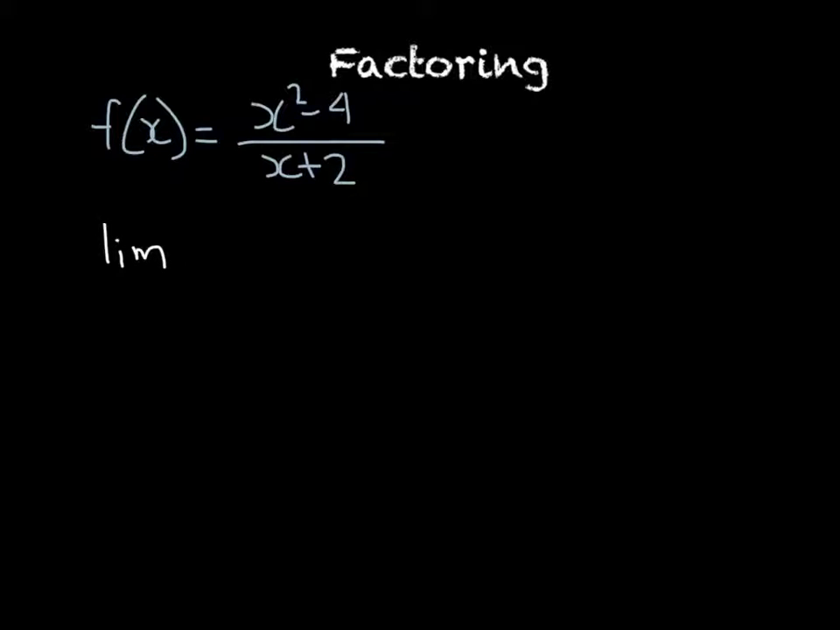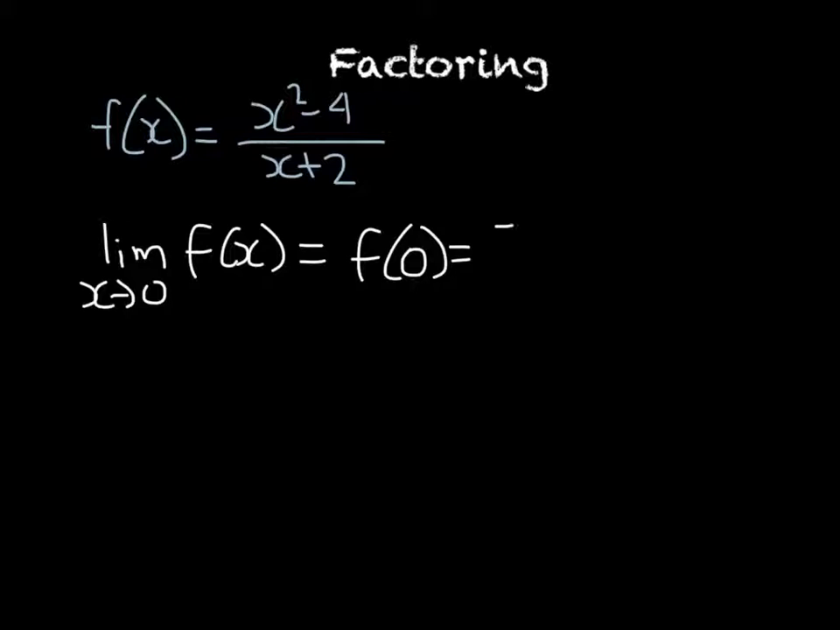Sometimes, however, that doesn't work. Imagine if we had a function f of x that was equal to x squared minus 4 over x plus 2. If I wanted to find the limit at a normal point, so let's say limit as x approaches 0 of f of x, then I could just plug it in. And that just equals f of 0, which is negative 4 over 2, or negative 2.